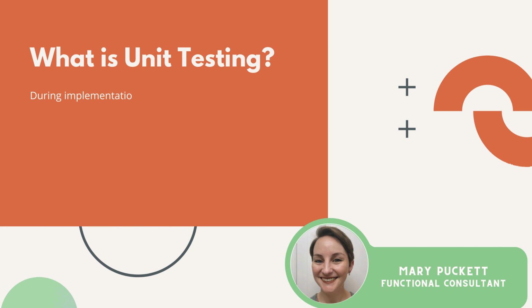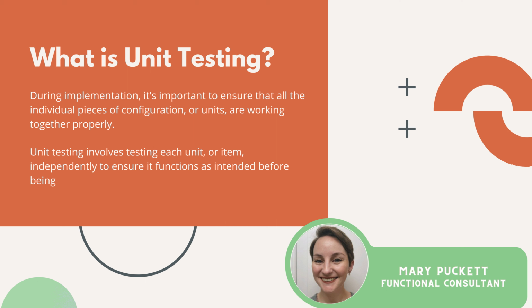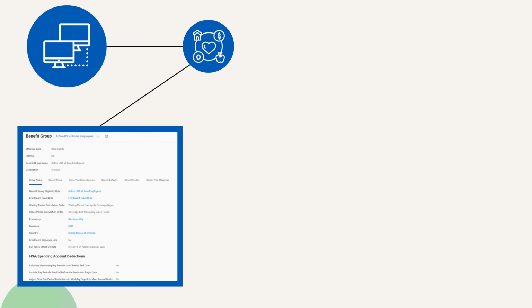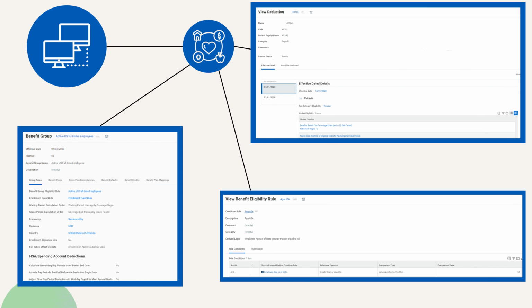During implementation, it's important to ensure that all the individual pieces of configuration or units are working together properly. This is where Workday unit testing comes in. Unit testing involves testing each unit or item independently to ensure it functions as intended before being integrated into the larger system. For example, when creating a new benefit system, you would want to test the units of benefit groups, benefit plan eligibility rules, and payroll deductions all independently, making sure that each of those building blocks are solid.